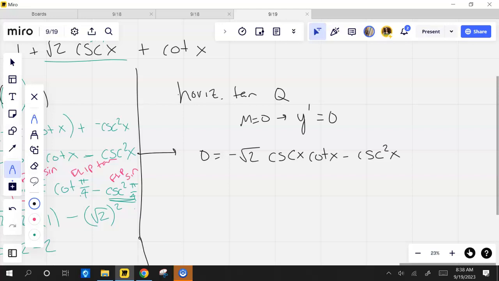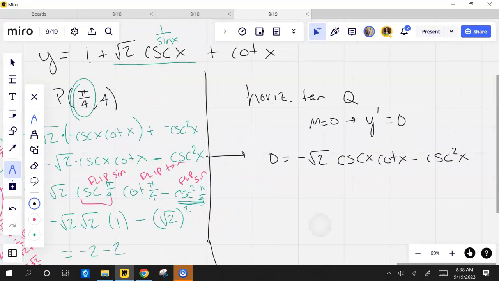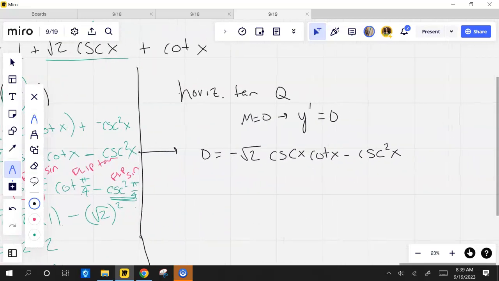We've already taken the derivative. I just pulled it from part A because I'd already done it. I would definitely factor something out here. Tell me what you're thinking you should factor. The cosecant. I would take out a cosecant, and let's see what happens.